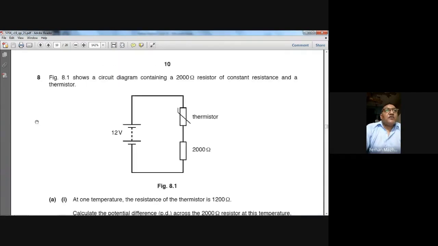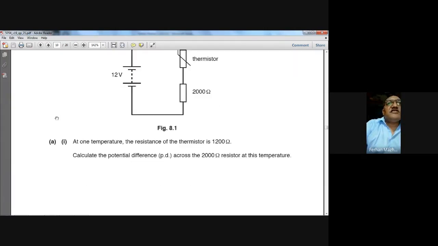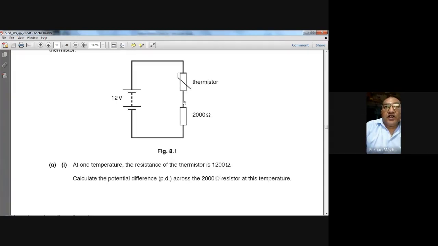Okay, so we have question number 8 in front of you. Figure 8.1 shows a circuit diagram containing a 2000 ohm resistor of constant resistance and a thermistor. At one temperature, the resistance of the thermistor is 1200 ohms. Calculate the potential difference across the 2000 ohm resistor at this temperature. He wants to calculate how much is the voltage across this 2000 ohm resistor.